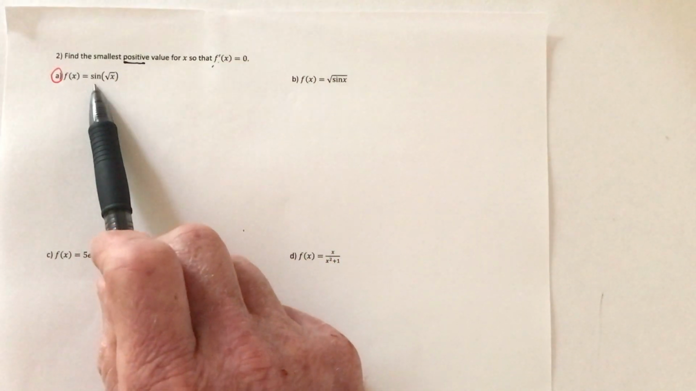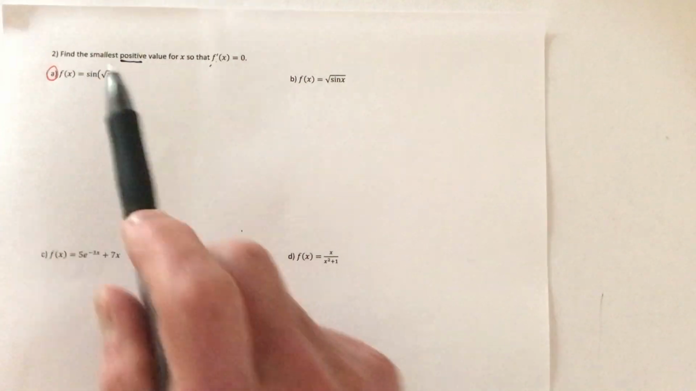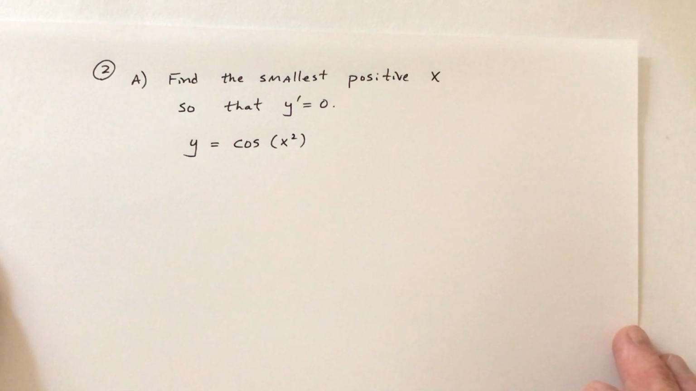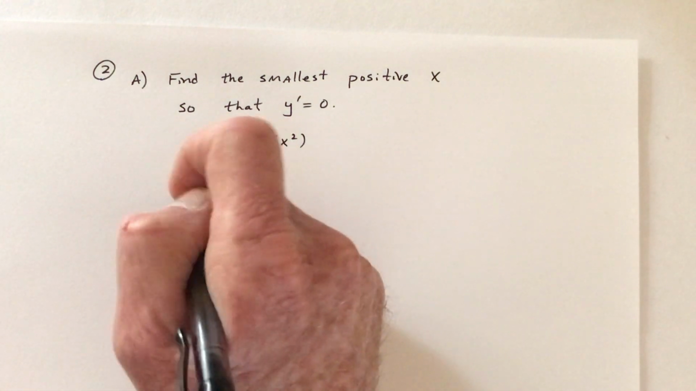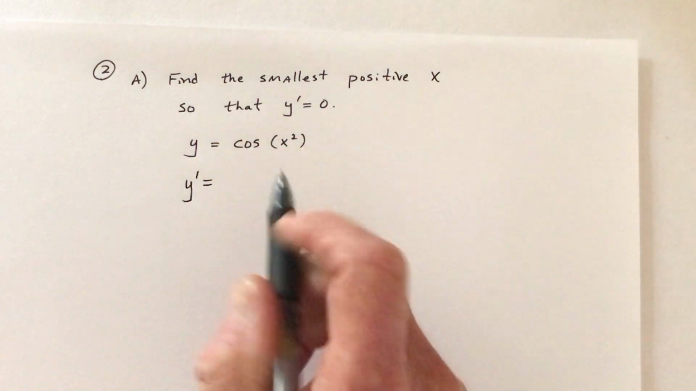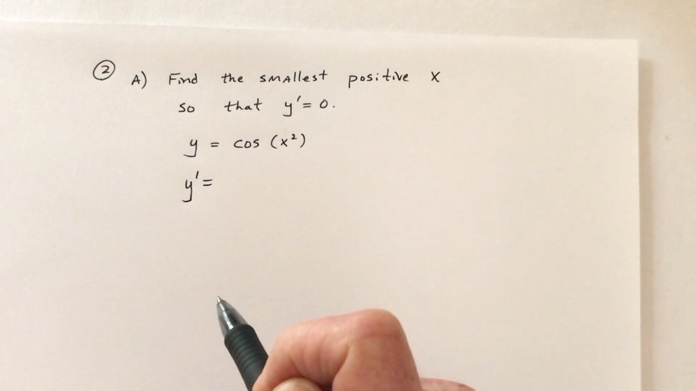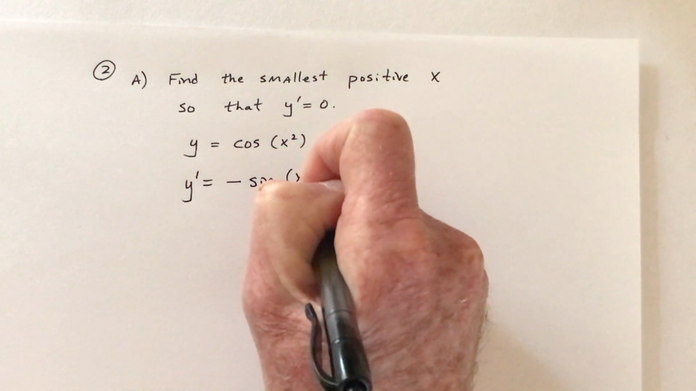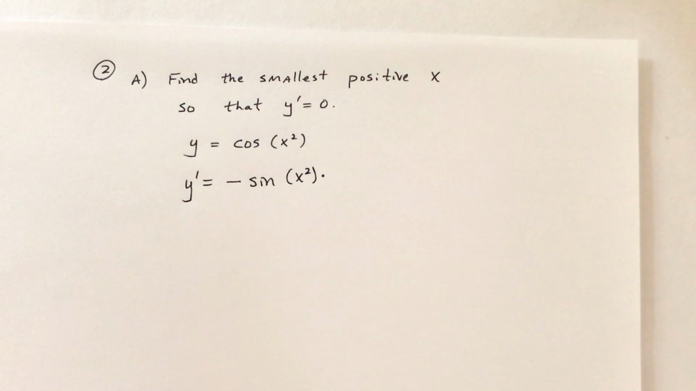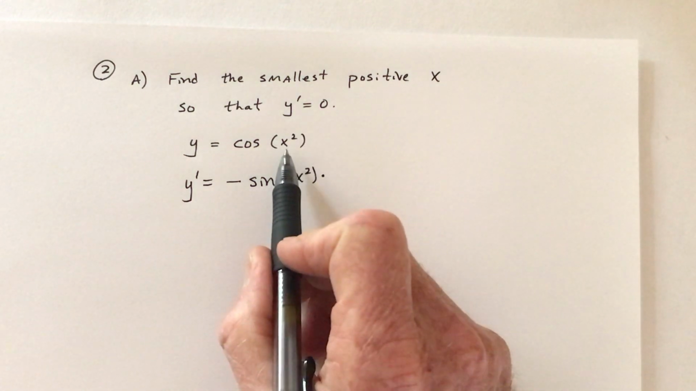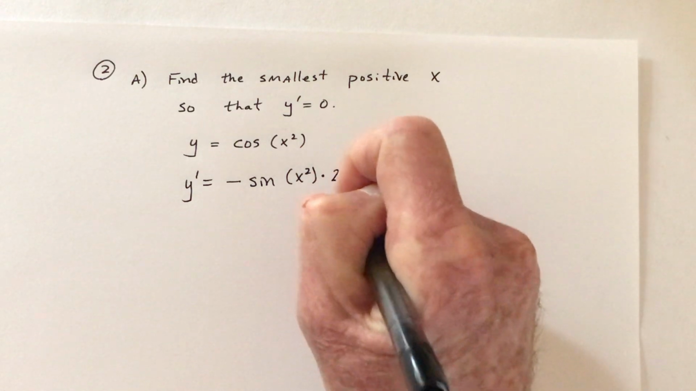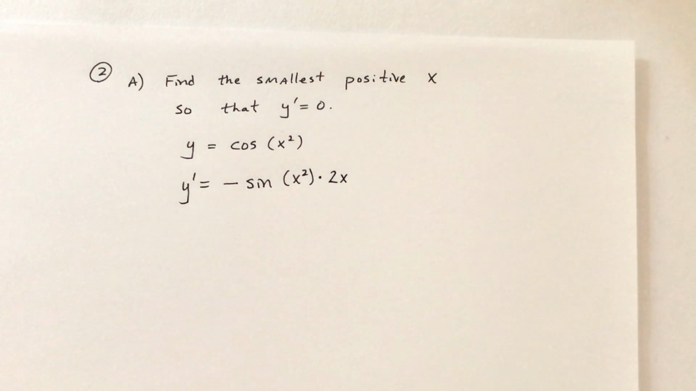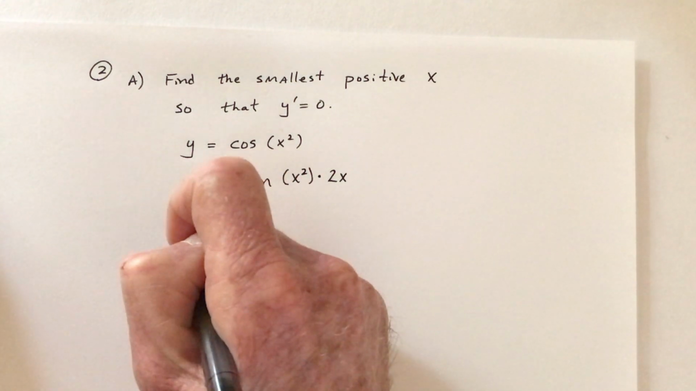All right, so instead of sine, I'm going to use cosine, and instead of square root, I'm going to use square. So here we go. So first up, take the derivative. The derivative of cosine. Yes, you're right. It's negative sine. So that's the derivative of cosine. Now the chain rule says take the derivative of x squared, which is 2x. Okay, so there's the derivative. Now set it equal to 0.